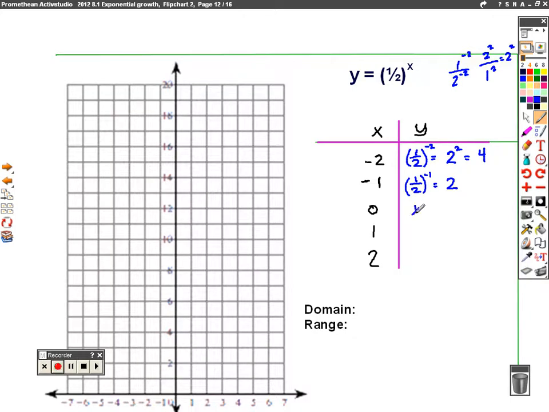Anything to the 0 power, so 1/2 to the 0 power gives me 1. 1/2 to the 1 power is just 1/2. And 1/2 squared is the same as 1/2 times a half, which is 1/4. All right, so I've got my values 4, 2, 1, 1/2, 1/4. You might recognize this. The growth function had 1/4, 1/2, 1, 2, 4. So if you notice, now we're decaying, whereas before we were growing. All right, so let's go ahead and plot these points. Negative 2, 4. I have a nice big graph here.